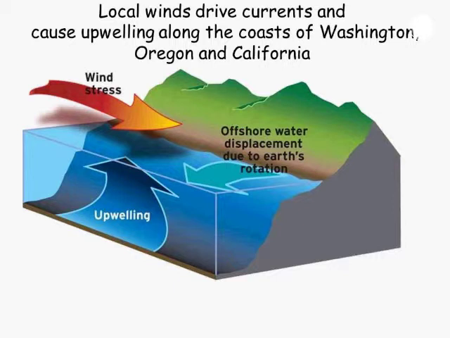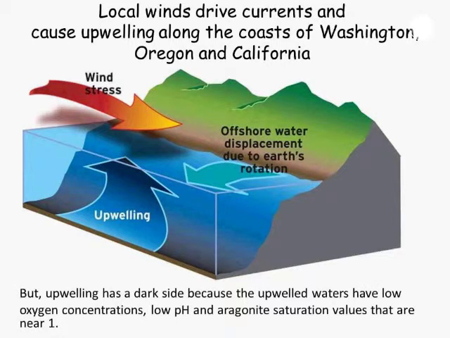But upwelling has a dark side, which I find fascinating, in that the upwelled water itself is actually very, very low in oxygen. Quite low. It also has low pH, and it has what's called low aragonite saturation values. Aragonite saturation is a measure of when the shells of these little mollusks actually start to dissolve. So the upwelled water is low oxygen and it's acidic.